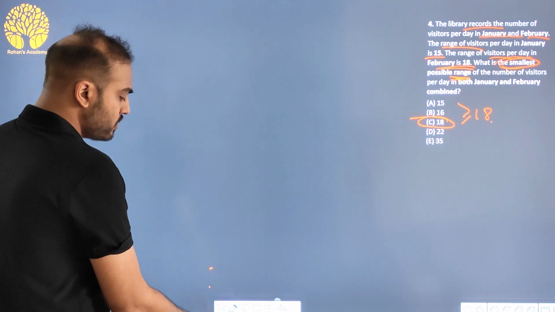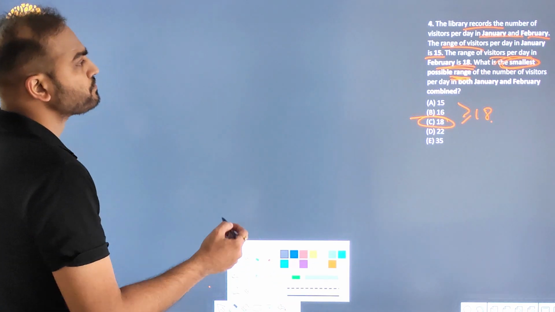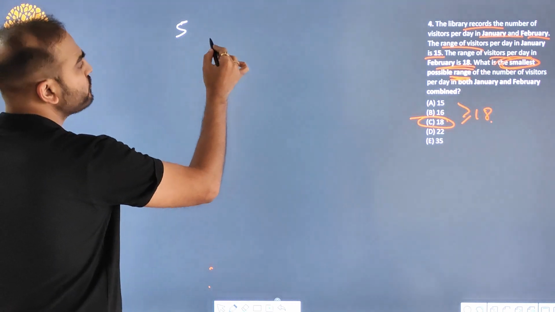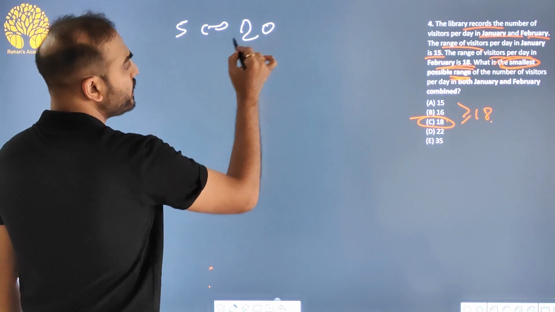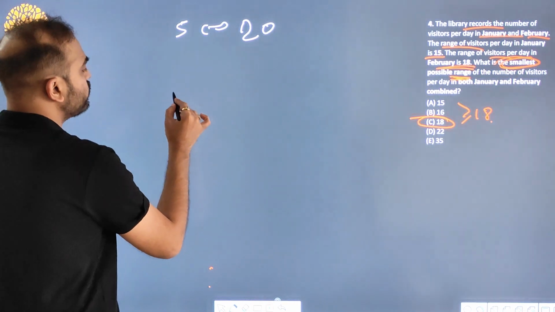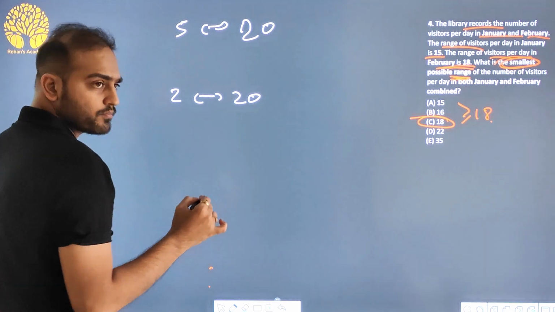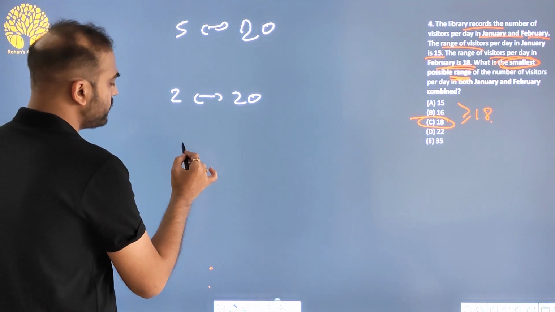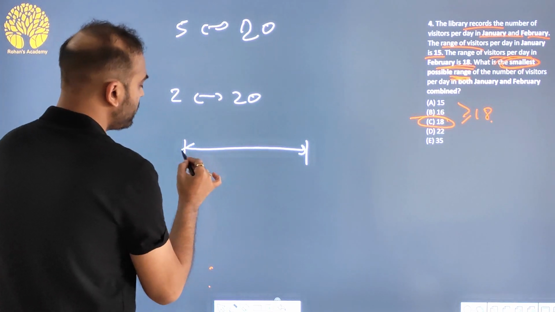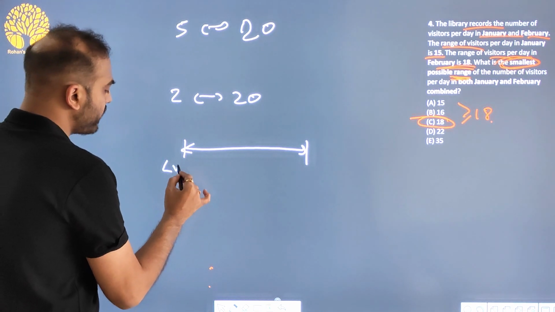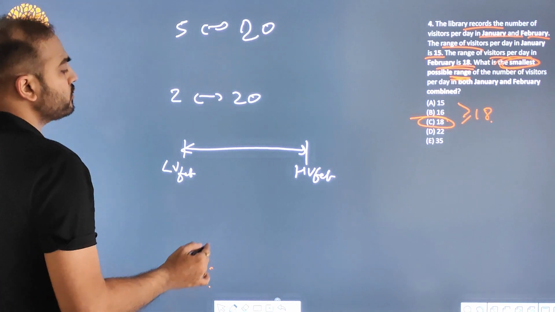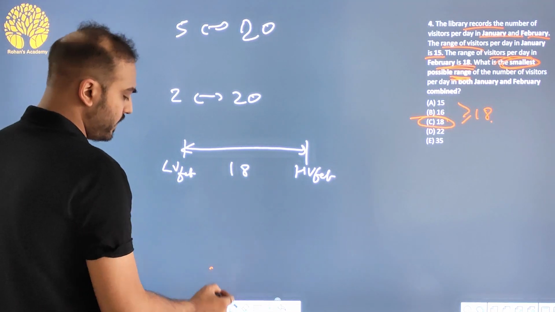Let's understand this with some numbers. The range of January is 15, so say the lowest is 5, highest is 20, the range remains 15. For Feb, say lowest is 2, highest is 20. If the range of Feb is 18, on a number line, this is the lowest value of Feb, highest value of Feb, and this difference is 18.